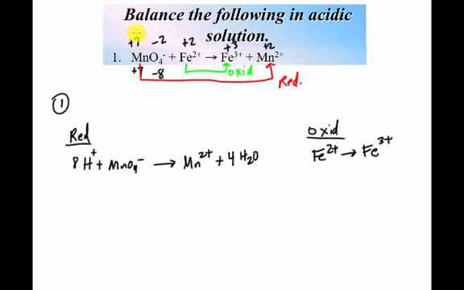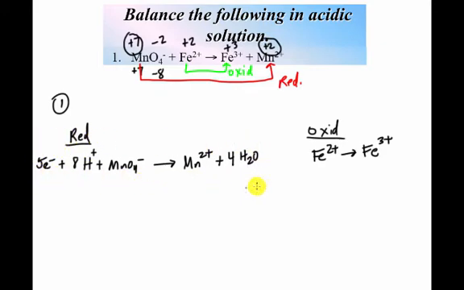Well, I went from a positive 7 to a positive 2. So how many electrons were lost in this process for each manganese atom that I had? Well, hopefully you can see this pretty easily. It's going to be 5. Now, if it's reduction, am I gaining or am I losing electrons? In order for it to go from positive 7 to positive 2, I have to gain 5 electrons. All right, so I have to gain 5 electrons for that to happen. So this is my half reaction for my permanganate.